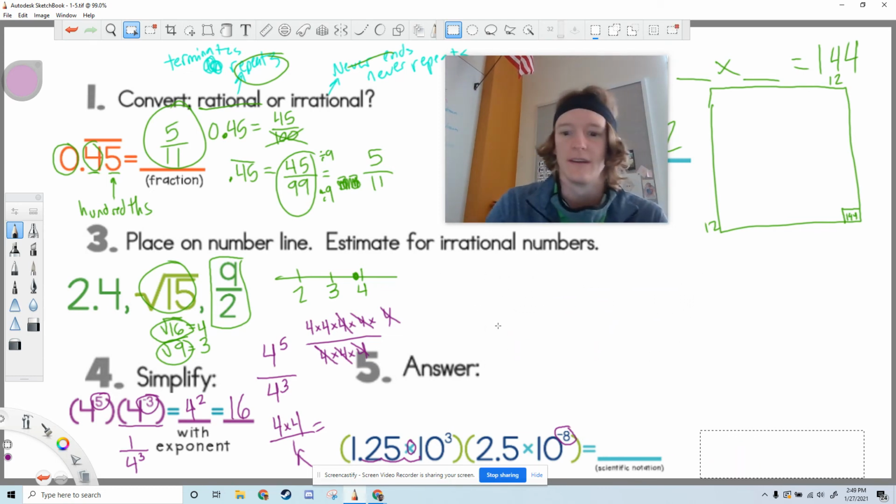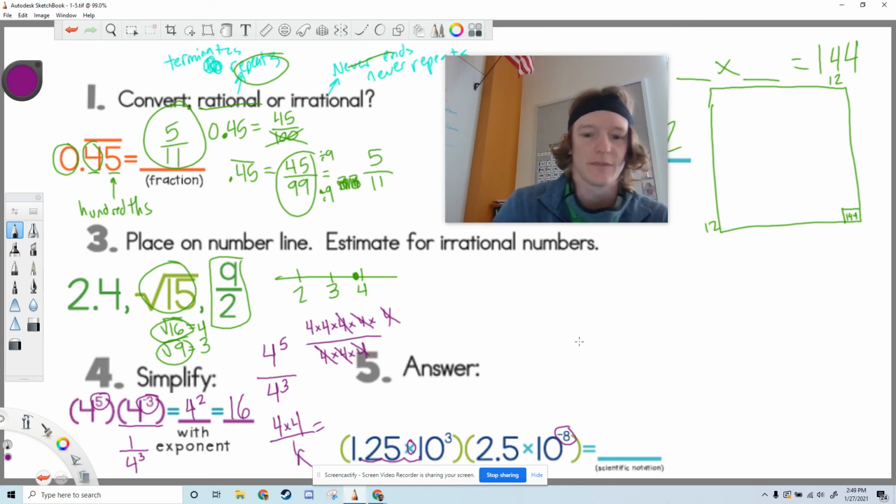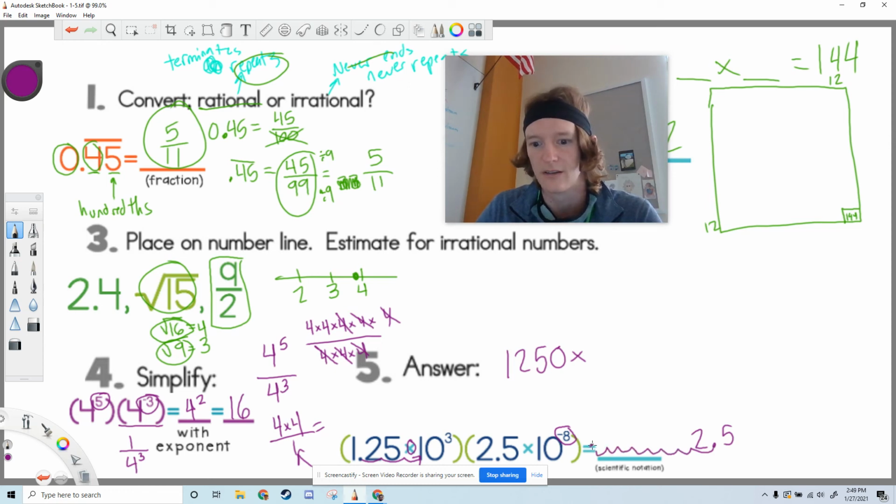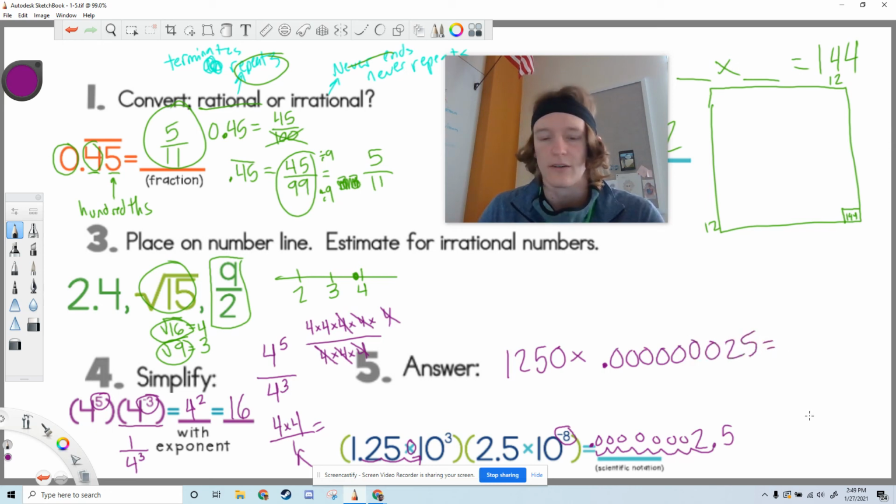So start over. We've got 1.25 times 10 to the 3rd. So that's 1,250. We're going to multiply this by 2.5 times 10 to the negative 8. A negative 8 exponent means with a power of 10 times 10 to the 3rd, we moved it to the right. To the negative 8, we're going to move it left. 1, 2, 3, 4, 5, 6, 7, 8. But all these are extra zeros. So times 0.000000025. Go ahead and solve that.